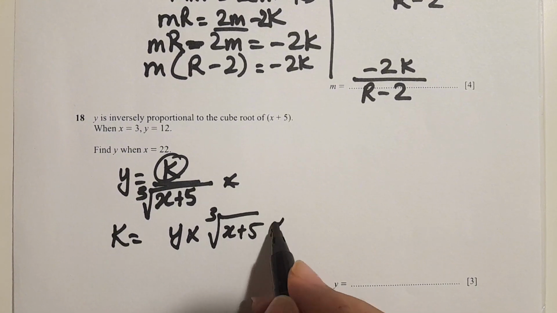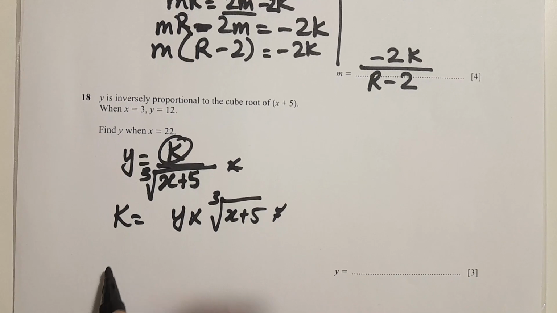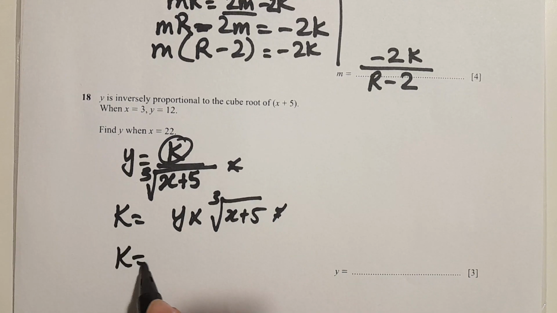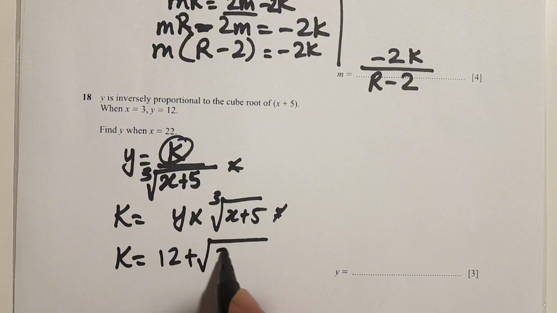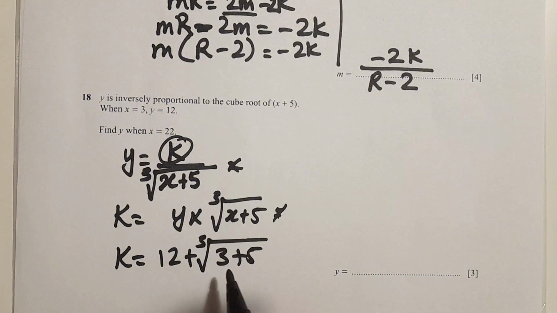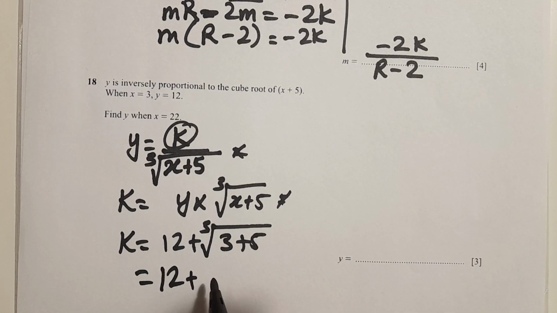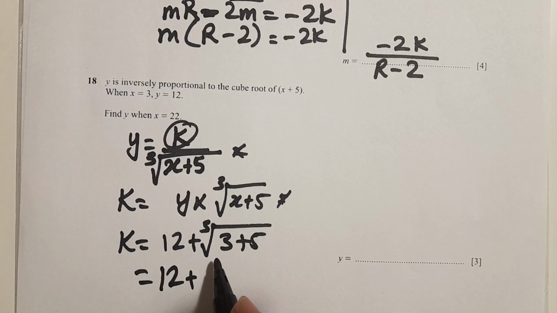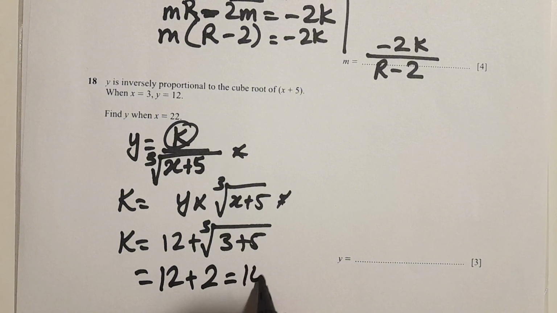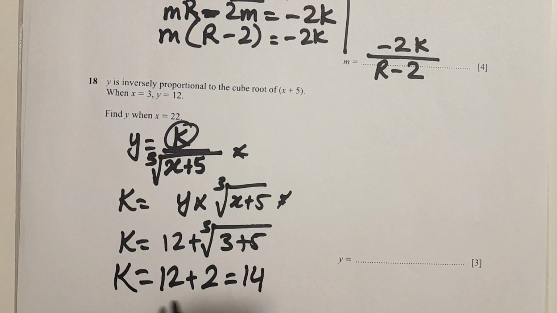So we will write k is equal to the value of y, which is 12, times the cube root of 3 plus 5, which is 8. So 3 plus 5 is 8 and the cube root of 8 is 2. So 12 times 2 is 24. So the value of k is 40.